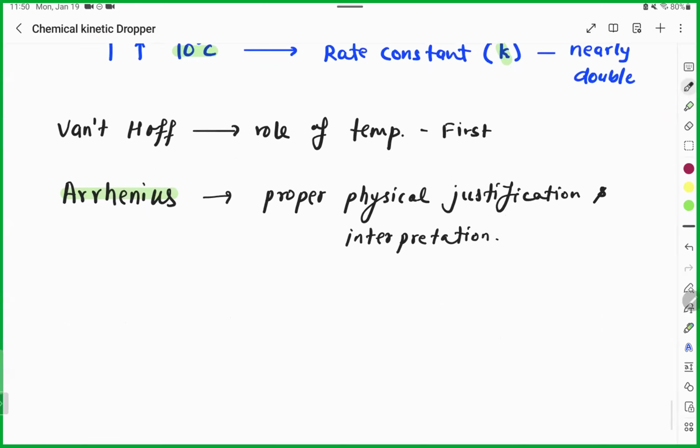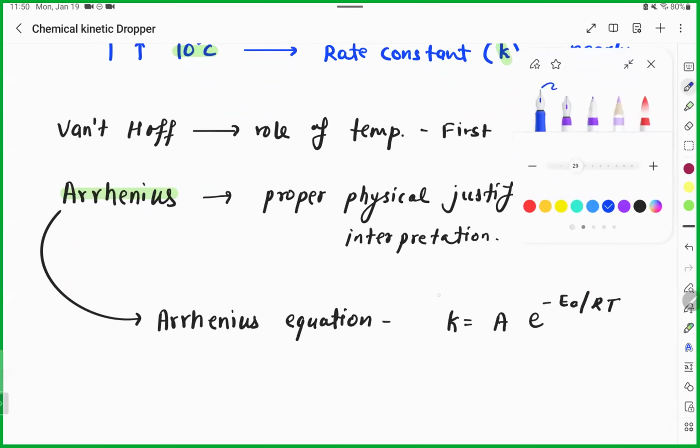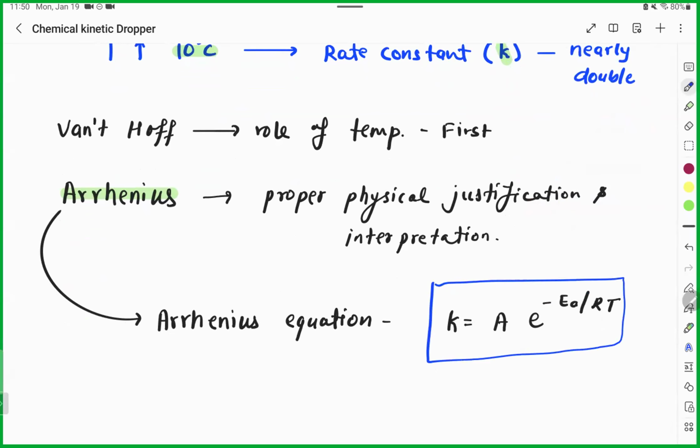Okay. And what was the Arrhenius explanation? He said, I am telling you the equation that will explain the role of temperature. And according to his equation, your rate constant, remember not rate, rate constant will become k = A e^(-Ea/RT). You will never miss this. This is one of the popular equations given by Arrhenius.